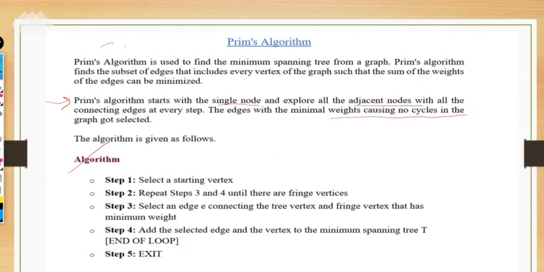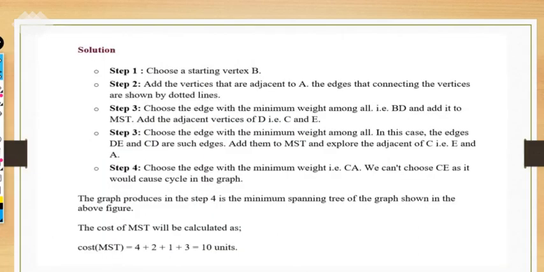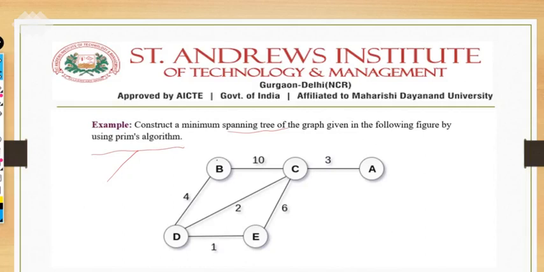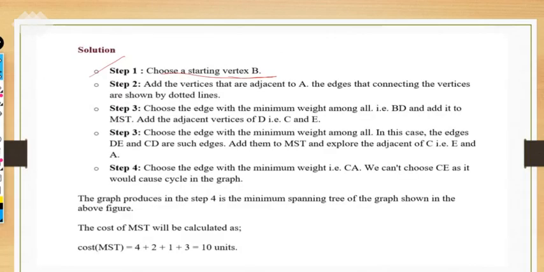First we will take the example and try to find the minimum spanning tree. So this is a graph that is given to you. You have to construct the minimum spanning tree of that graph by using Prim's algorithm, right? So we will solve this particular question one by one. I'm just taking some steps here. Step 1, choose a starting vertex. You can choose any vertex. I'm taking vertex B here. So I'm starting from this vertex B, right? So in step 1 we have taken the vertex B.